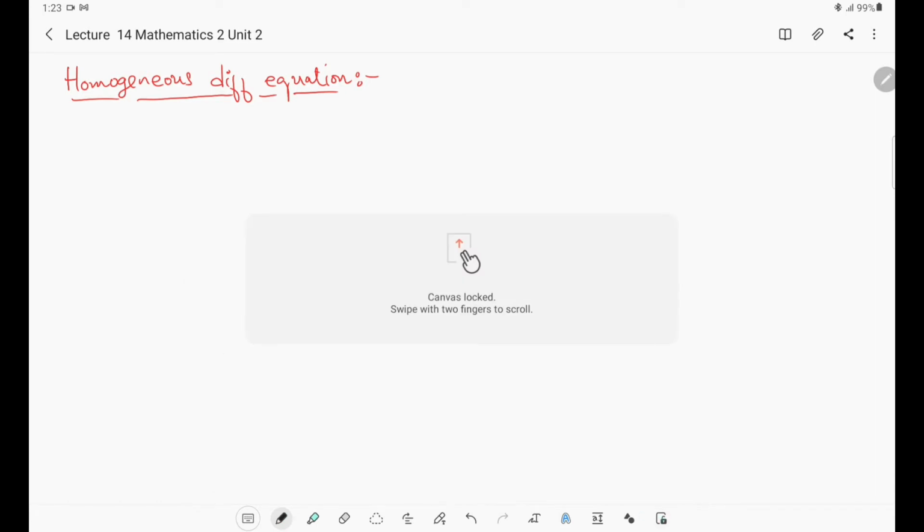Suppose I am having a differential equation, because in this unit we are going to discuss only differential equations of first order and first degree. Suppose the most general form of a first order first degree differential equation is this, we know already, we have discussed in the previous classes: dy by dx equals f of x comma y. Let this be the given equation. Now if this function f of x comma y is homogeneous, this equation is said to be a homogeneous differential equation.